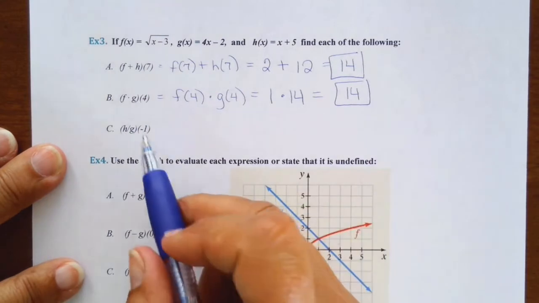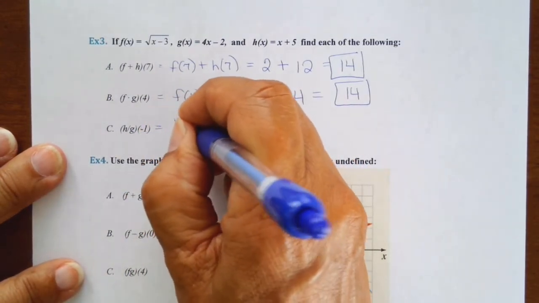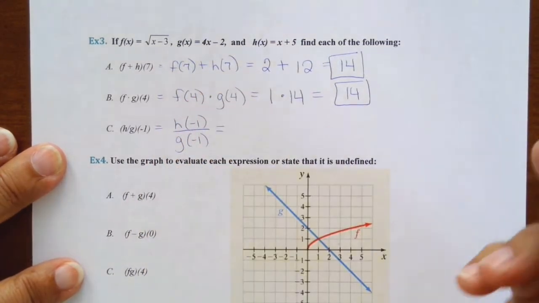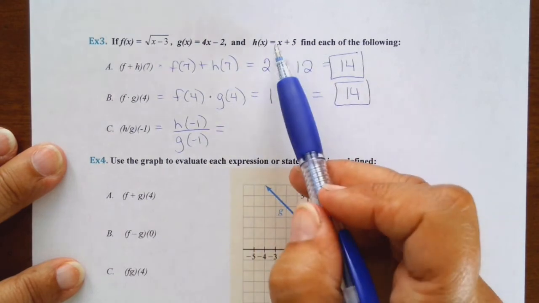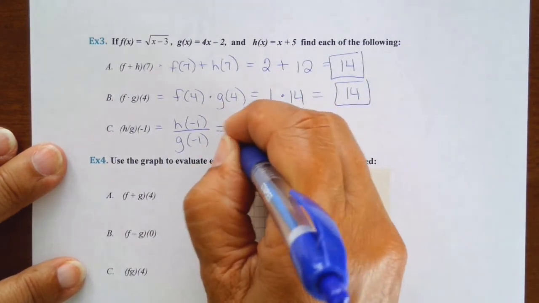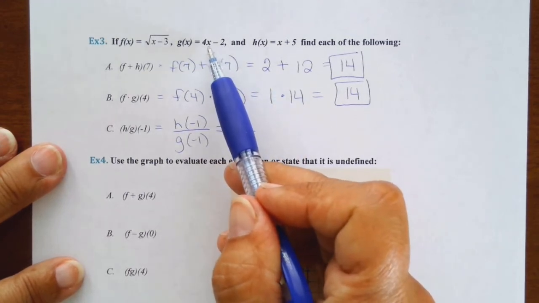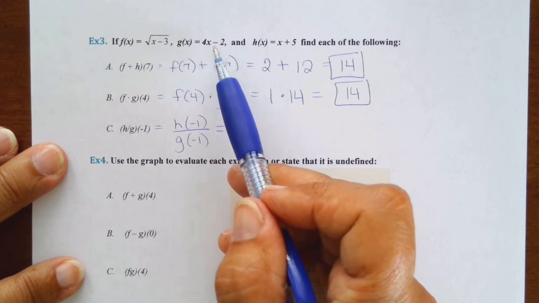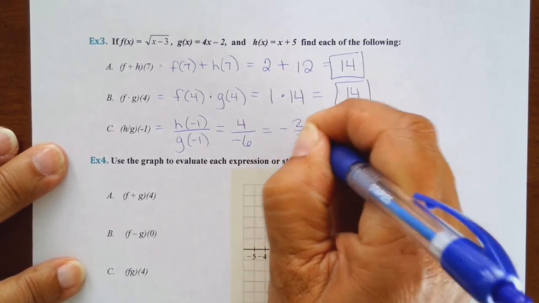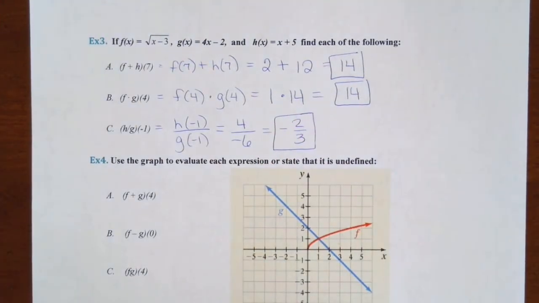Okay. And lastly, h divided by g of negative 1. So we're going to do h of negative 1 divided by g of negative 1. So now we're going to put negative 1 into h. Negative 1 plus 5 is 4. We're going to put negative 1 into g. 4 times negative 1 is negative 4, minus 2 is negative 6. And we can reduce that down to negative 2/3. So you're just evaluating based on the numbers.